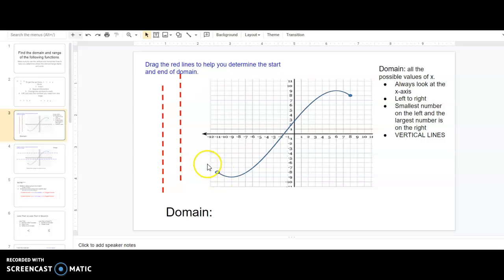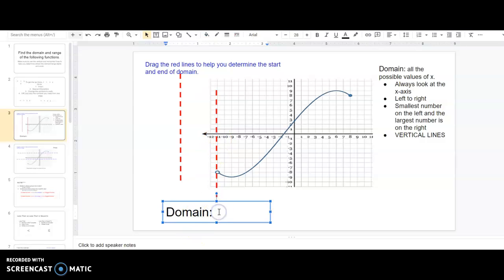As you can notice, here's my graph. It starts here and it goes all the way to here. So I'm going to draw these vertical lines. Bam. I'm going to draw it right there. That's where it starts on the x-axis. Again, I'm referring to the x-axis. What number is that? That's negative 11. So I'm going to put the negative 11 first.